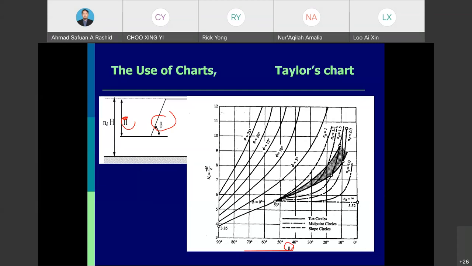where this chart has the beta value and also the phi value, which is the soil property. The ND area depends on the ratio from the top to the hard layer. From there we may determine the stability number, NS equal to gamma H over C. By knowing the stability number, we may carry out a trial and error approach to determine the factor of safety. I will discuss later by referring to Dr. Kamarudin's reference book.